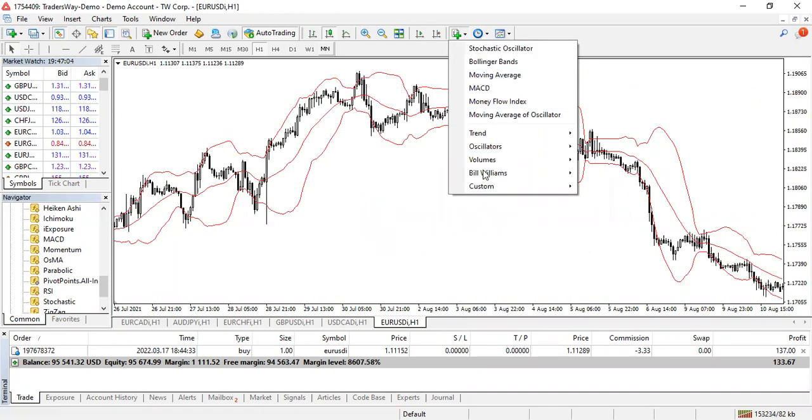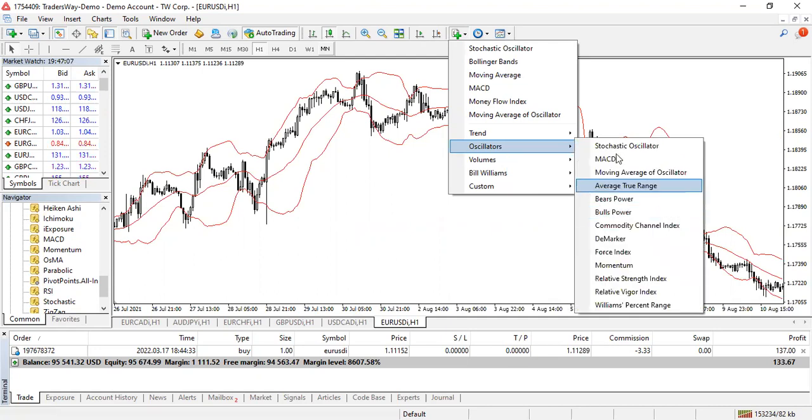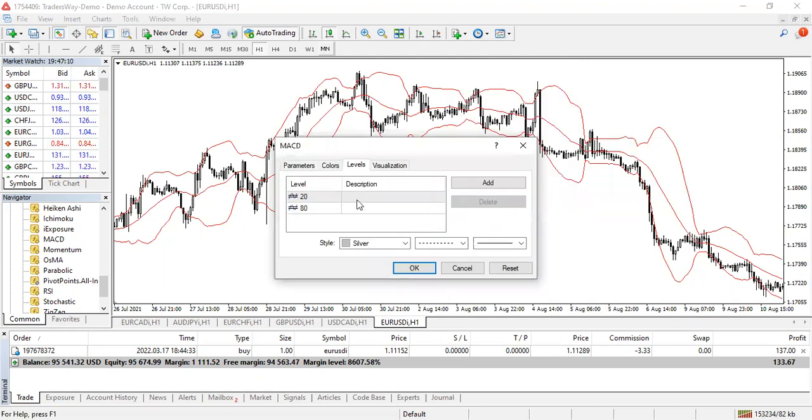All right, sir. So I'm using MACD. I'll come to oscillators here. Let me select MACD. Then these are my levels. Then let me reset and take it from scratch. We add 20 here. I can make this one 30. Add. I can make this one 70. And add.